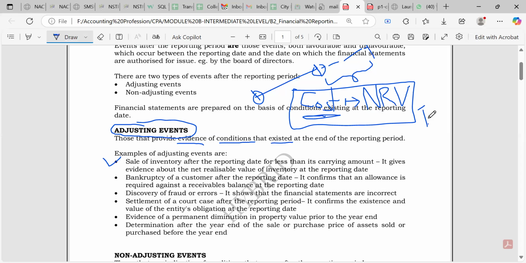For the customer, yes, sir. It would be your data. Trade receivable. That's what we do. Now, after the year end, the customer became bankrupt. It means before you didn't know it, and in case the customer owed you 10 million, you would have recorded 10 million as usual, right? Yes, sir. But now after the reporting date, the customer has undergone bankruptcy. It confirms an allowance is required against the receivable balance at the reporting date.